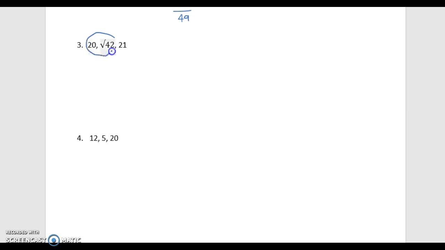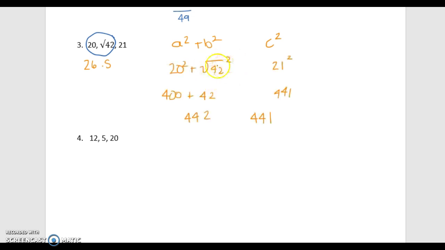Okay, number 3. First, we check, is this greater than 21? Turns out, yeah, it's approximately 26.5, so it is greater than 21, so we can do it. We can do a squared plus b squared is equal to, greater than, or less than c squared. Pause the video, figure it out. So be careful when you're squaring a square root. They just cancel each other out, and you get 42. So you end up with 442 is greater than 441, which makes this an acute triangle.